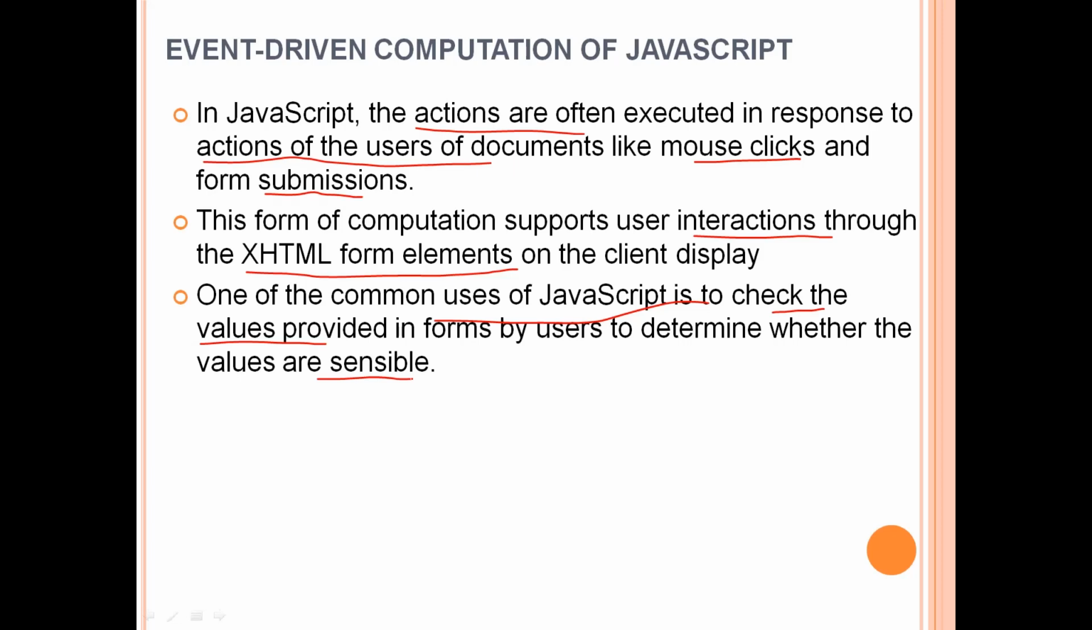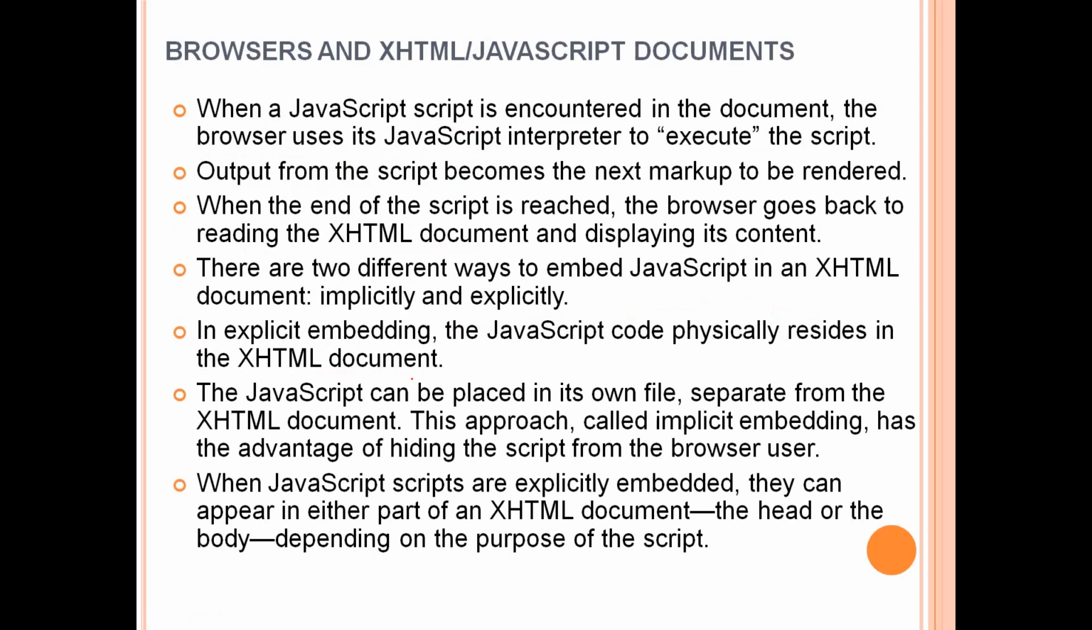JavaScript is an event driven programming language or a scripting language. Browsers and XHTML or JavaScript documents. JavaScript is executed on the browser. So we have server side JavaScript, and we have client side JavaScript. Client side JavaScript is executed by the browser. So there is a relation between a browser and an HTML and JavaScript document.